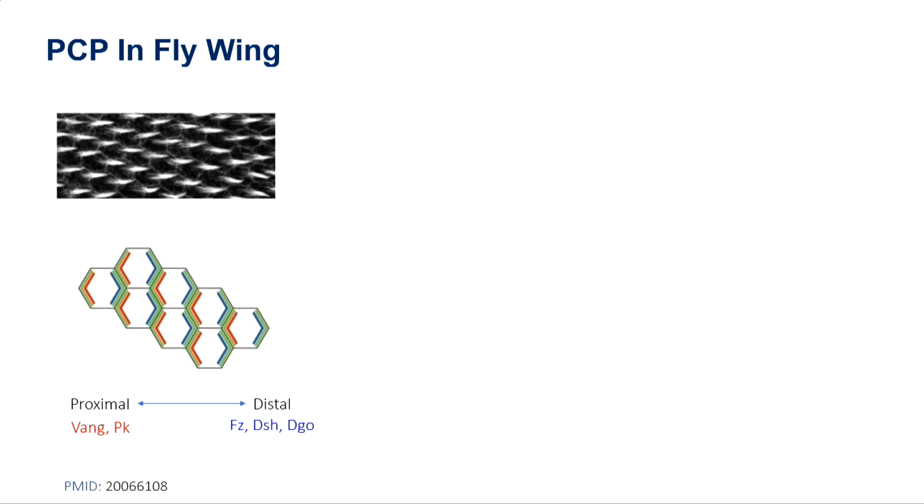So in thousands of all these cells simultaneously, what will happen? Two types of protein complexes will segregate. What do I mean by protein complexes? One is Van Gogh and Prickle.